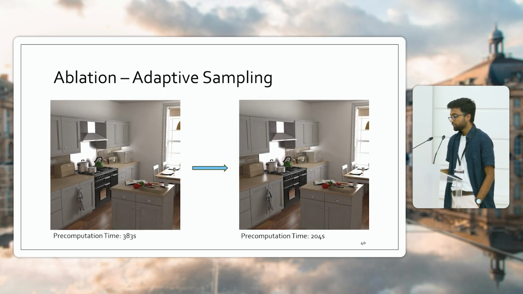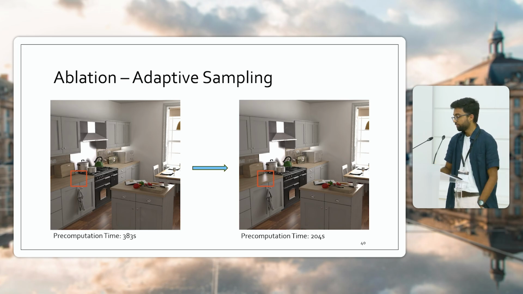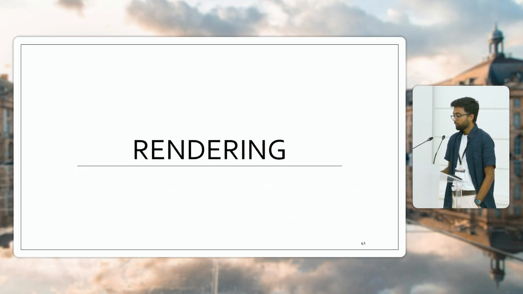And here we have an ablation. So the pre-computation time with this reduces by almost 50%, and also some highlights such as on the table are recovered, because the adaptive sampling can better focus on the regions where it's needed. And finally, I'll talk a bit about the rendering.